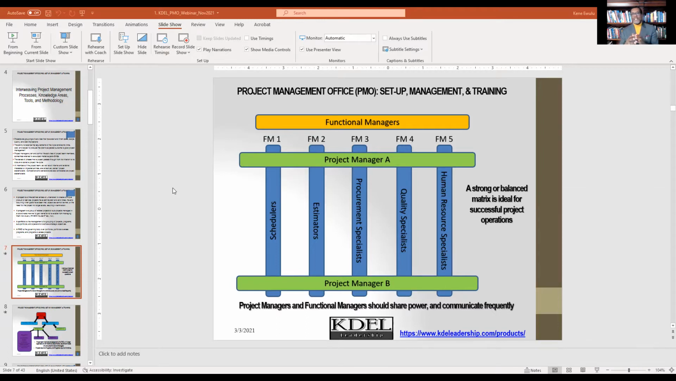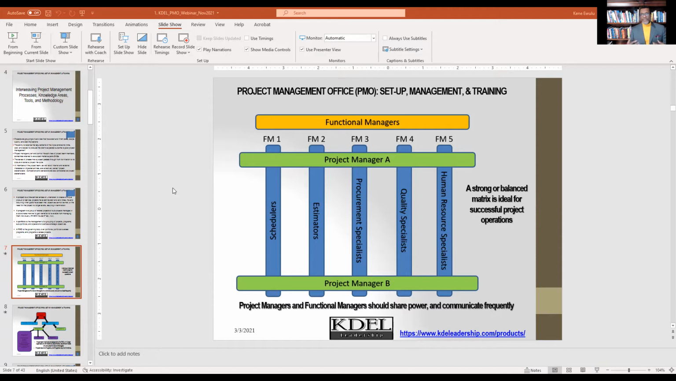You see why the project team members report both to the project manager and they report to the functional manager. So they have two masters. And your job as a project manager is to share your powers with the functional manager to ensure that work is done. This is what is called a balanced matrix.